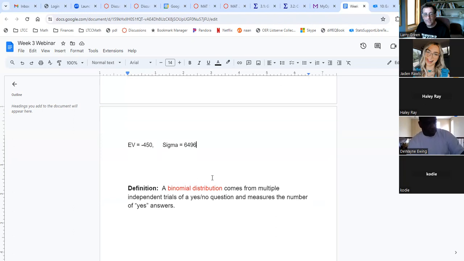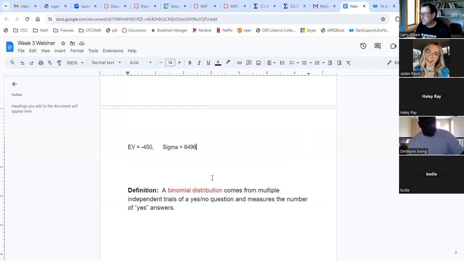Okay, let's move on to the next piece of this chapter. This chapter really has two parts. And the next is called the binomial distribution. So a binomial distribution comes from multiple independent trials of a yes-no question and measures the number of yes answers.